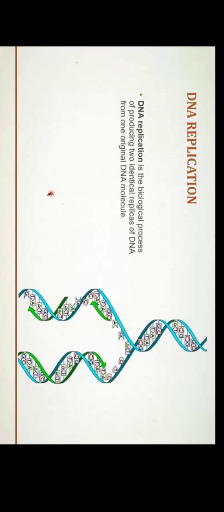Okay, let's proceed to DNA replication. The basic definition of DNA replication: this is the biological process of producing two identical replicas of DNA from one original DNA molecule. DNA replication happens during the interphase stage of the cell cycle.